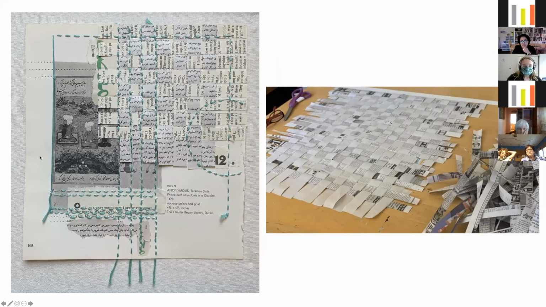Another technique that I explored and worked with is, there are actually two techniques. One is paper weaving, and you see how it's done here. Just weaving strips of paper together, and then also piercing the paper to create that texture. And this piece is called Anonymous.